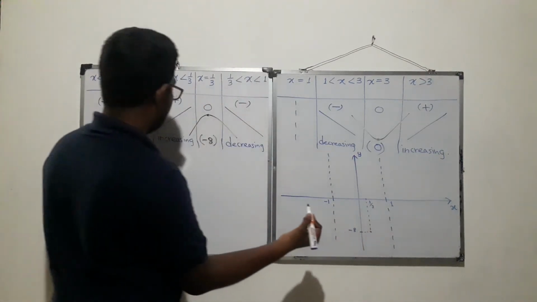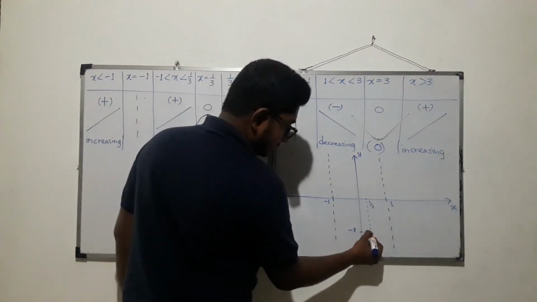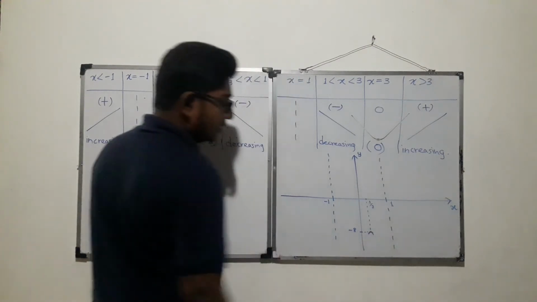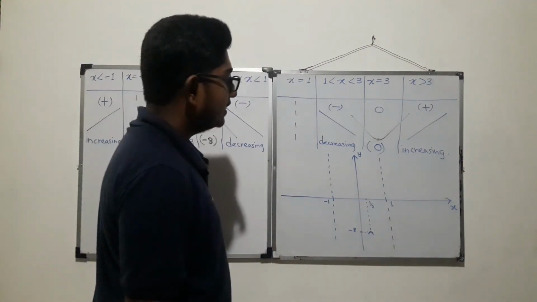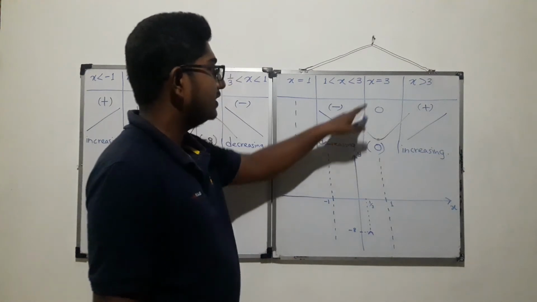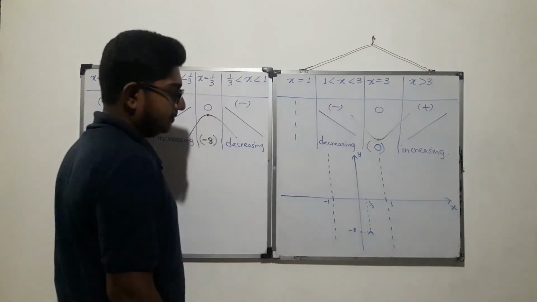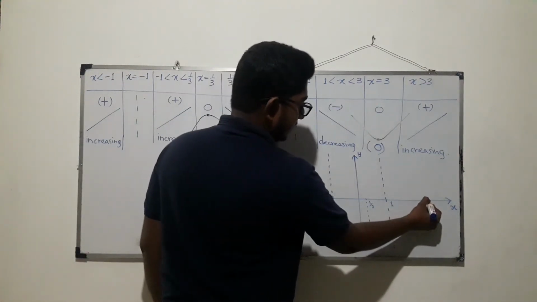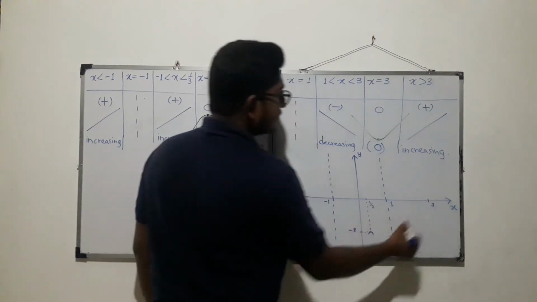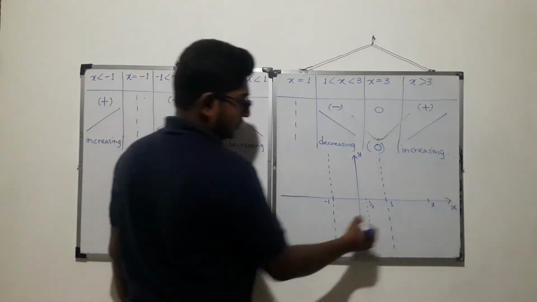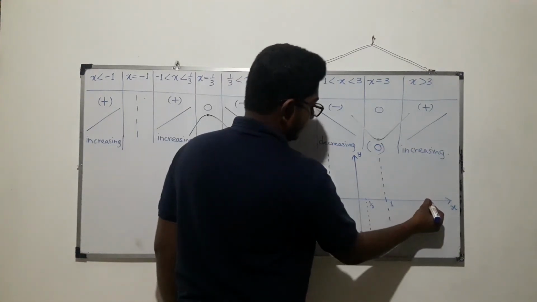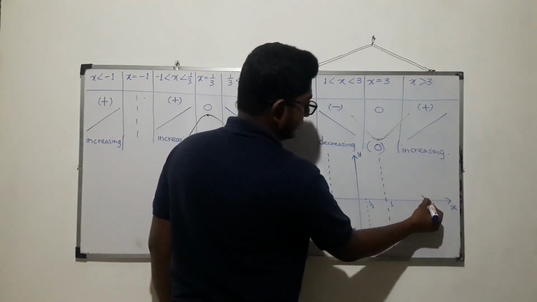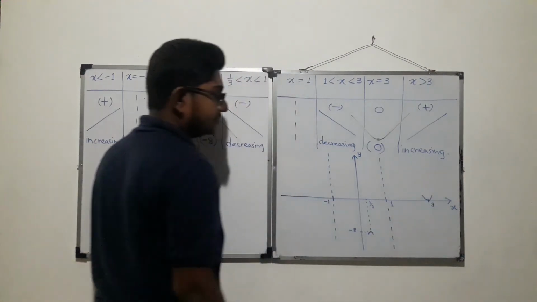This is a maximum point. Put a mark like this. Then you have the minimum point at x equals 3, somewhere here, y is 0. That is 3 comma 0. This is a minimum, like this.